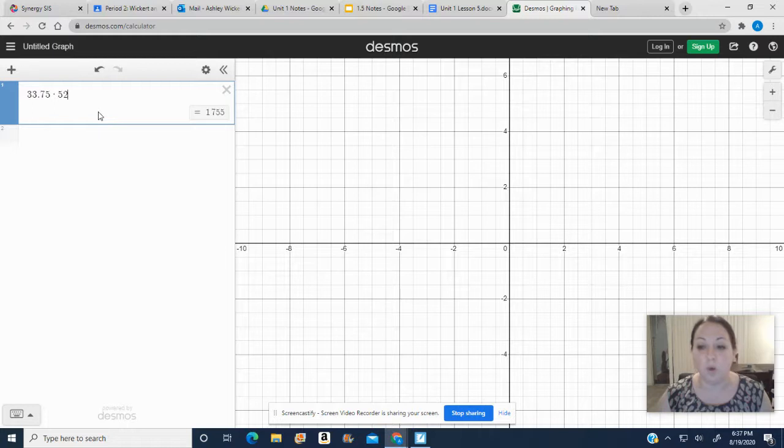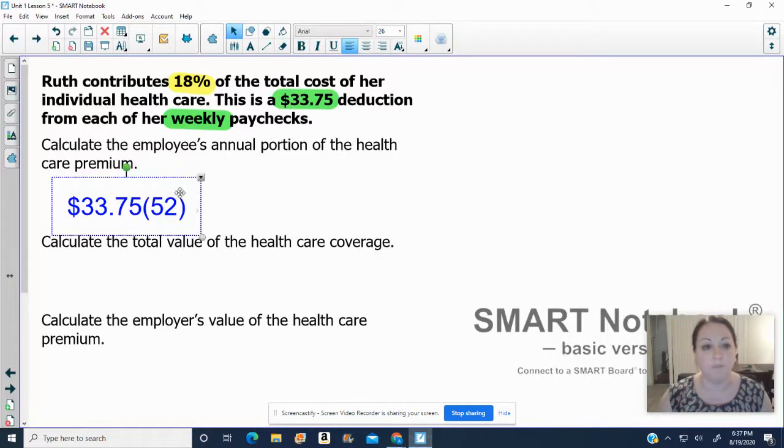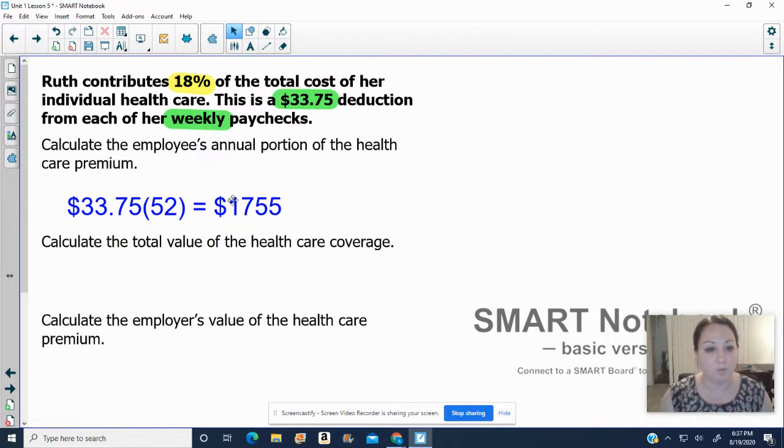So in 1 year, Ruth is actually paying $1,755. So I'm going to write that out. So we have that here. In 1 year, Ruth is paying $1,755. Sounds like a lot, but that's really cheap for her health insurance. Okay. So now we are going to do this next piece.